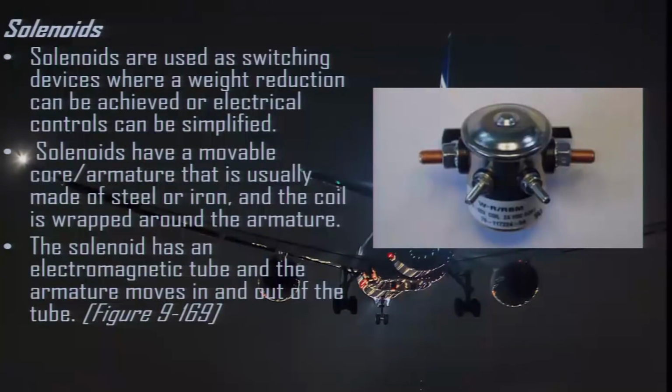Solenoids. Solenoids are used as switching devices where a weight reduction can be achieved or electrical controls can be simplified. Solenoids have a movable core that is usually made of steel or iron, and the coil is wrapped around the armature. The solenoid has an electromagnetic tube and the armature moves in and out of the tube.